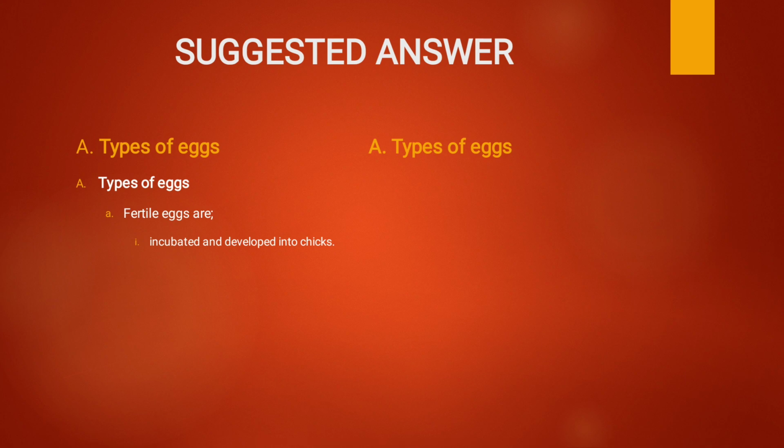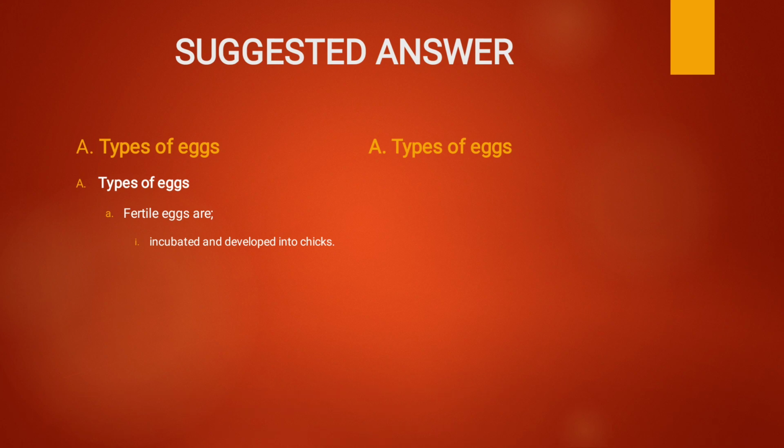I hope you are getting it. So the first topic sentence, the types of X. The first major supporting sentence is fertile X. And then the first minor supporting sentence is incubated and developed into chicks. I'm taking my time because subsequently I will be talking about this. The first minor supporting sentence to the first major supporting sentence, which is fertile X, is incubated and developed into chicks.